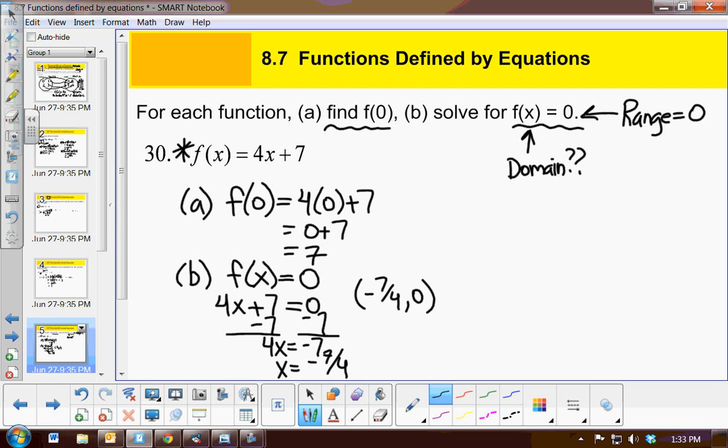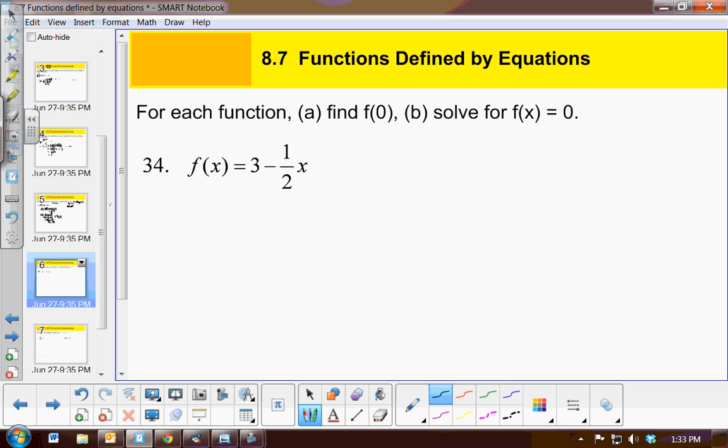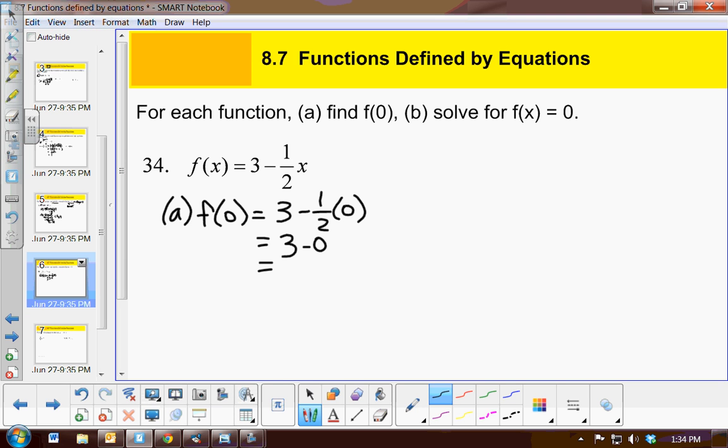Okay, let's try one more of those examples. What do you say? Here we go. We're given an f of x function, and again, for letter A, if the domain is 0, can you find the range? So we're going to replace x with 0, so we end up with 3 minus 1 half times 0, which is 3.